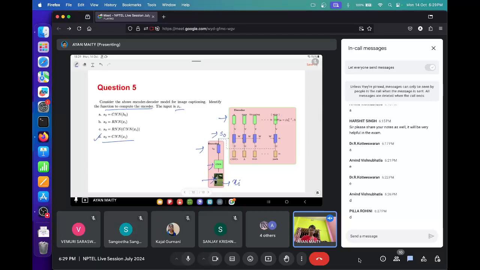This is the function that the encoder computes, and then this S0 goes as the initial state of the decoder RNN to decode the caption for the image.